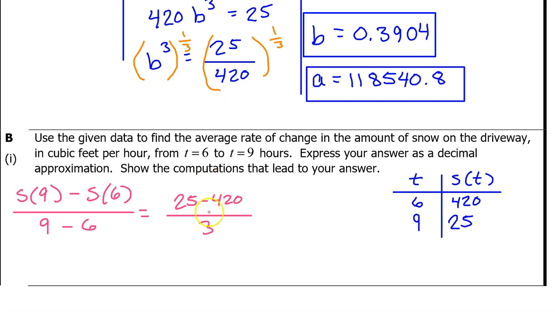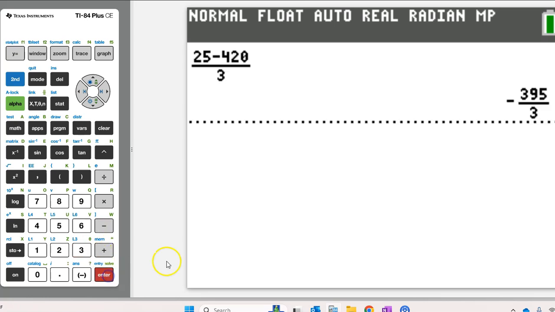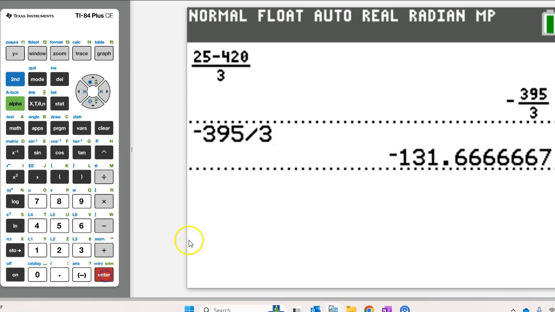I'm just going to type this into my calculator right now. Okay, I'm getting this little fraction again. I'm going to go ahead and do negative 395 divided by 3 to get my decimal approximation. Negative 131.6666. Use 4 decimal places, don't try to round.